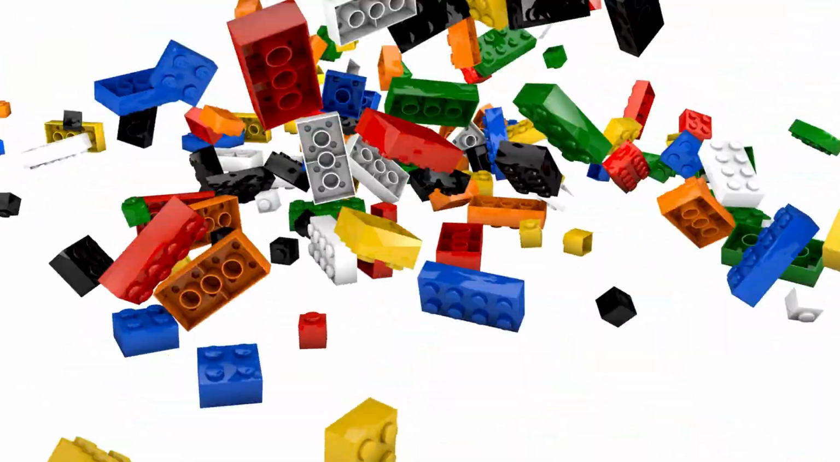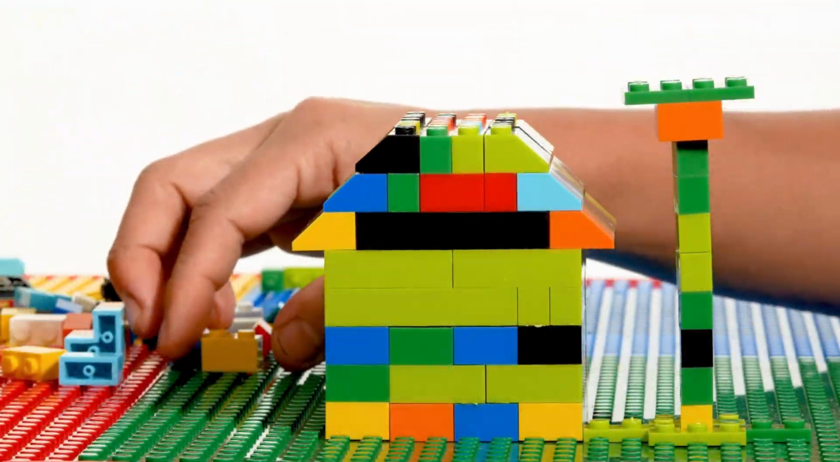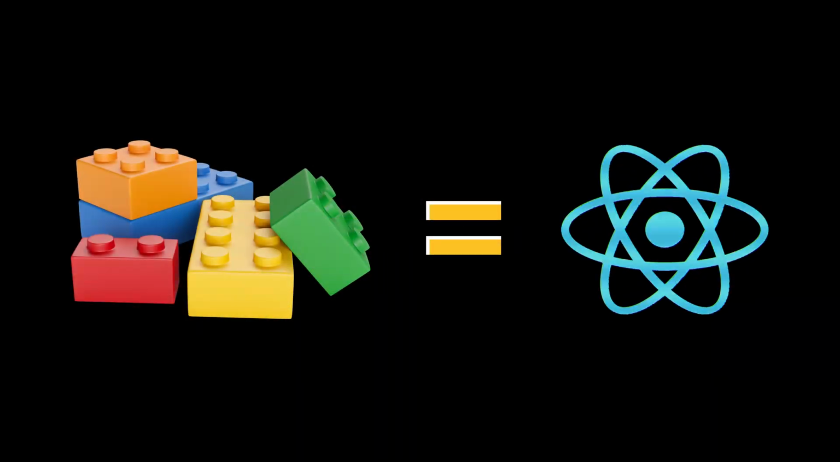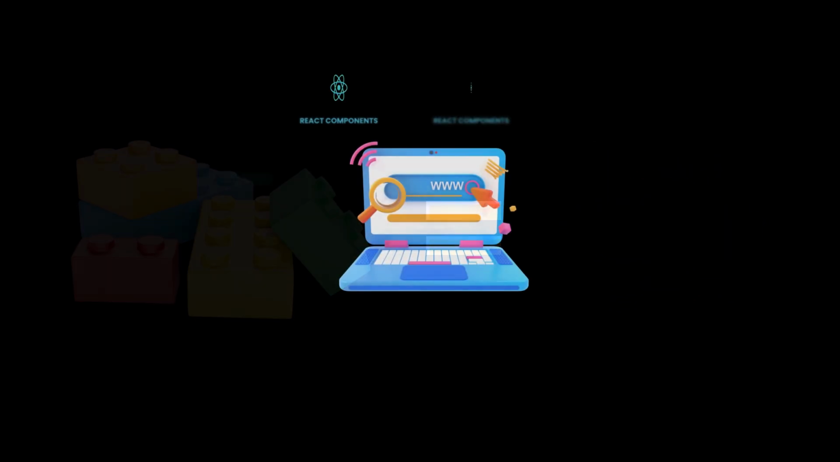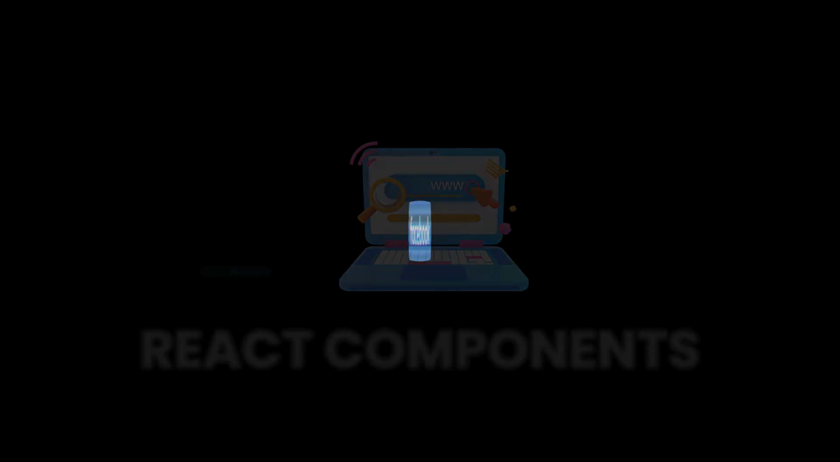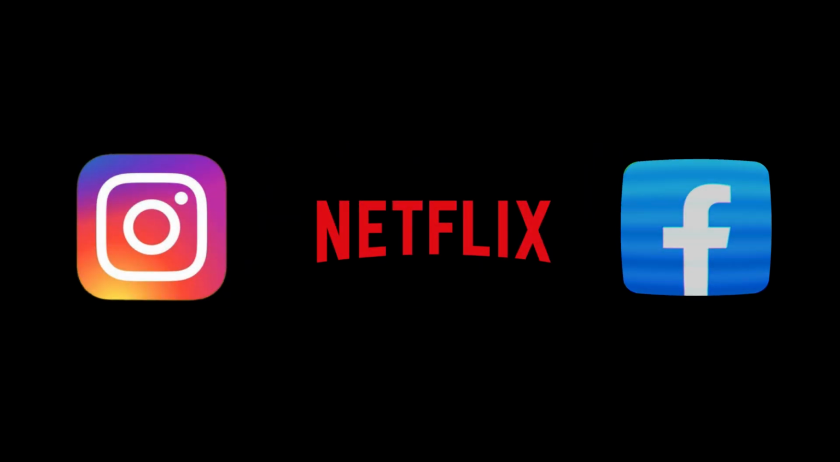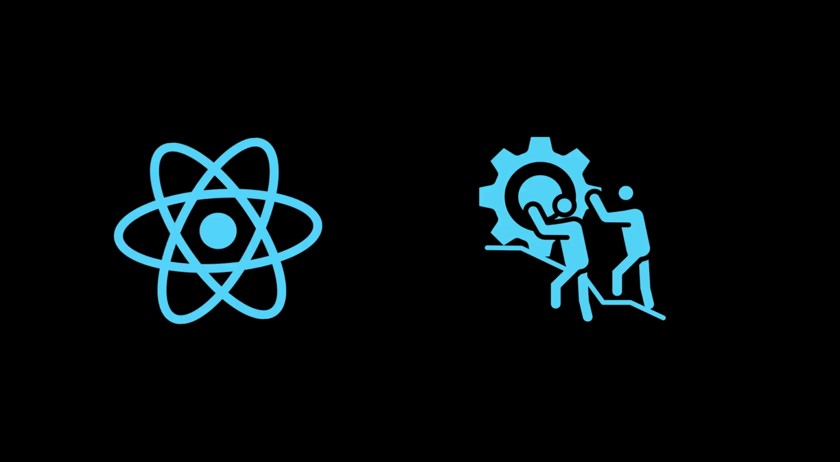Imagine you're building with Lego. Each tiny block helps create something big, a house, a car, anything. React works the same way. You build websites by putting together small building blocks called components. React was made by Facebook, and it's used by websites you probably visit every day, like Instagram, Netflix, and even Facebook itself. So if you've used any of those, you've already seen React in action.